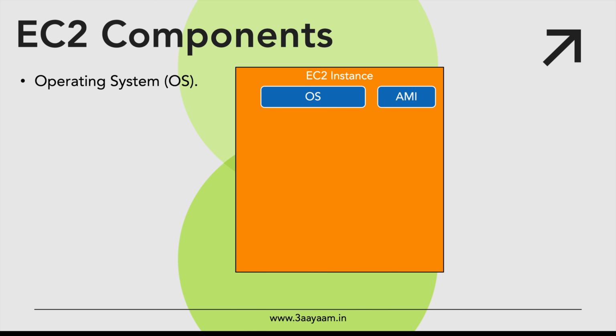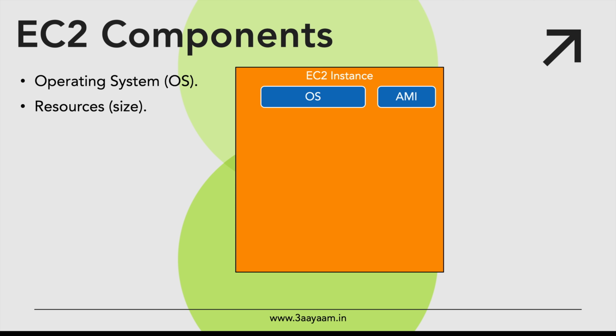And AMI is a group of operating systems. So let's say one AMI would contain Amazon Linux, another AMI would contain Red Hat Linux, another AMI might contain the Windows operating system. So you choose the AMI which suits your need. It contains the image of the operating system. When we launch the EC2 instance, AWS would install the operating system by downloading the OS image from the AMI.